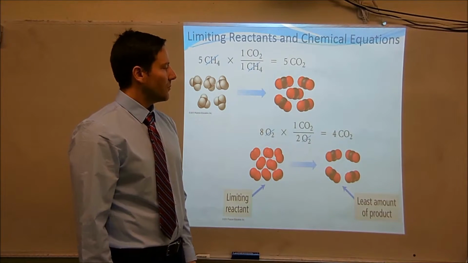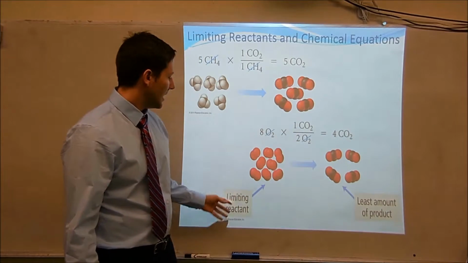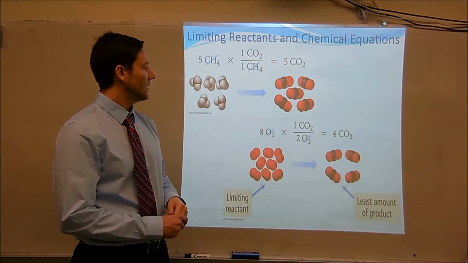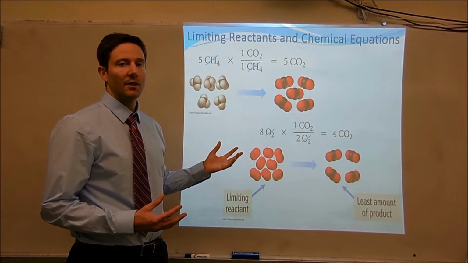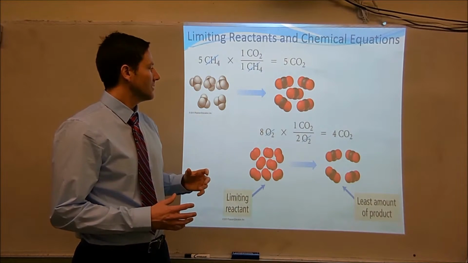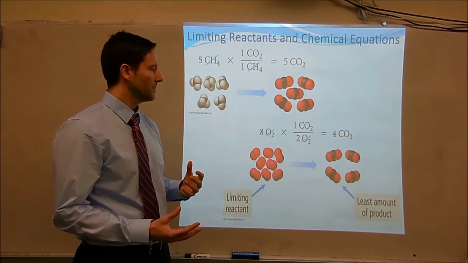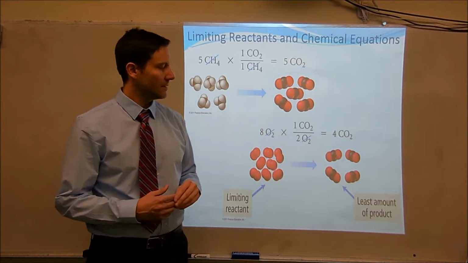So the least amount of product came from the oxygen. The oxygen was the limiting reactant. And again, you see you had 8 moles of oxygen and only 5 moles of methane, but it turns out that oxygen was limiting even though the number seemed higher. So you can't just look at that number in front of it and say that's the limiting reactant.